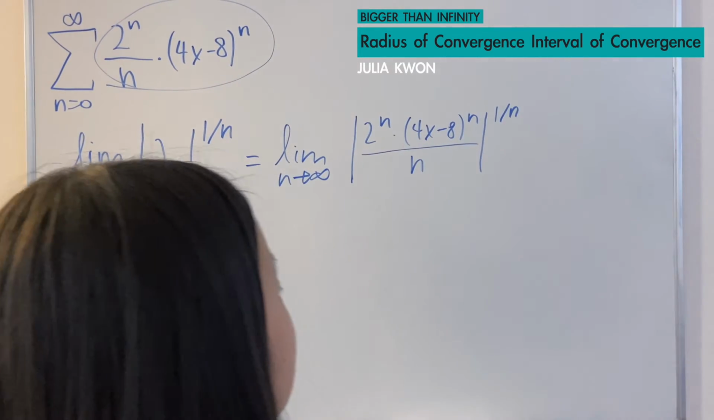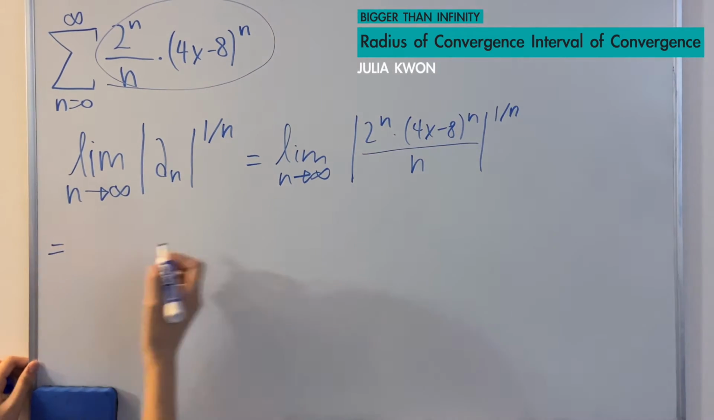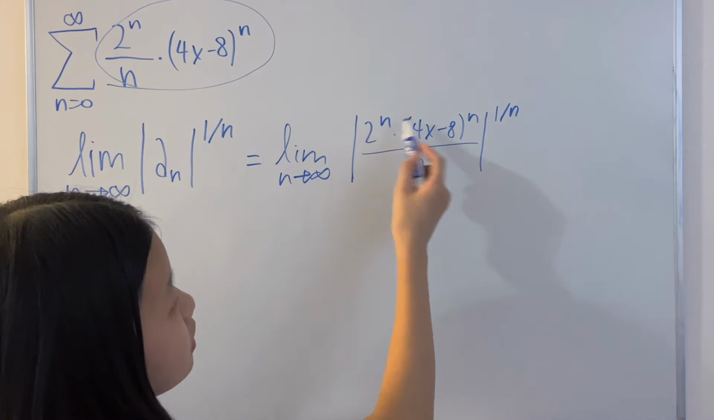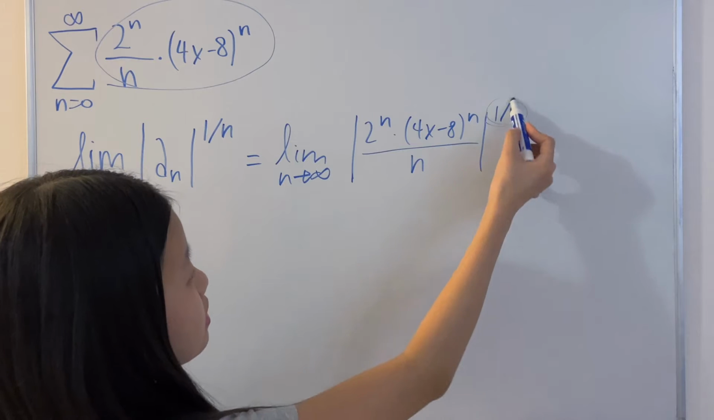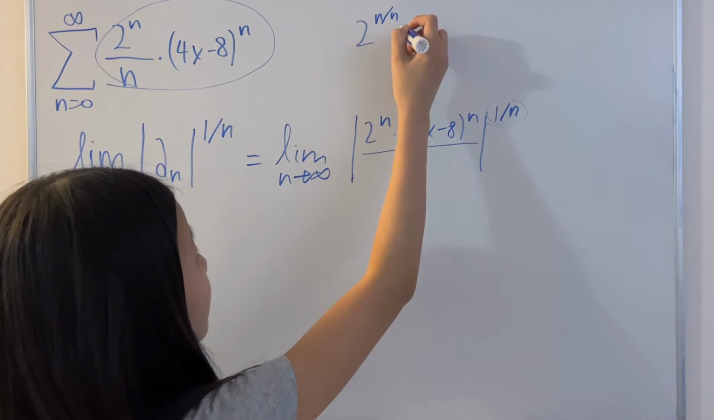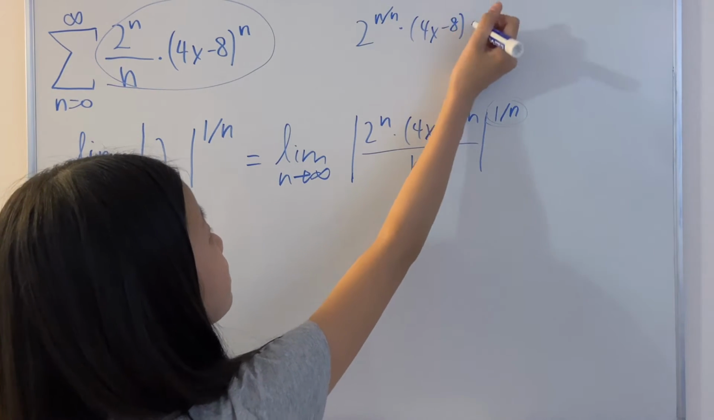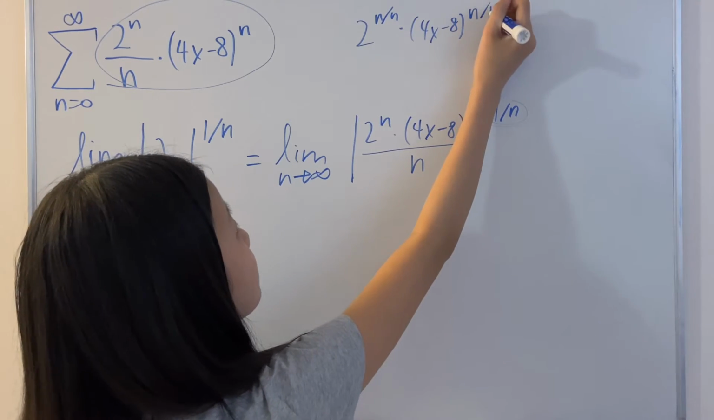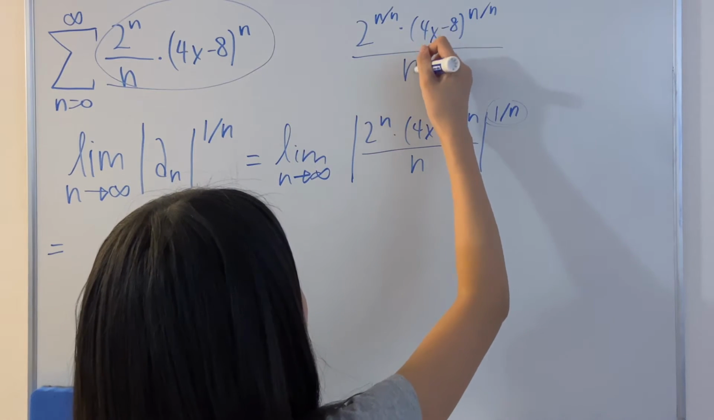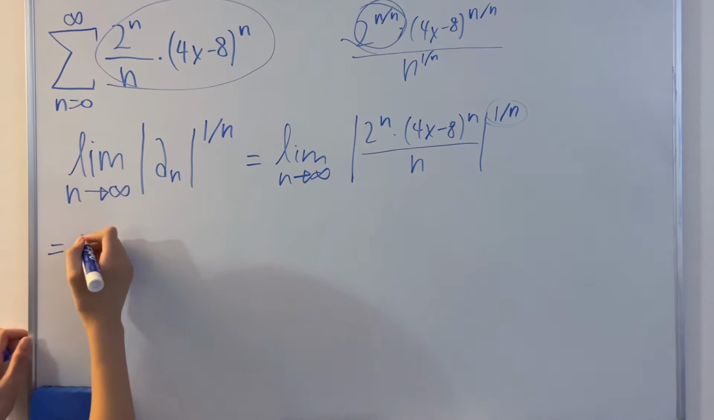Okay, now let's take 2 to the power of n, and if we also include this, then we'll have 2 to the power of n divided by n, times 4 times x minus 8 to the power of n divided by n, all to the power of 1 divided by n. This is just equal to 2.